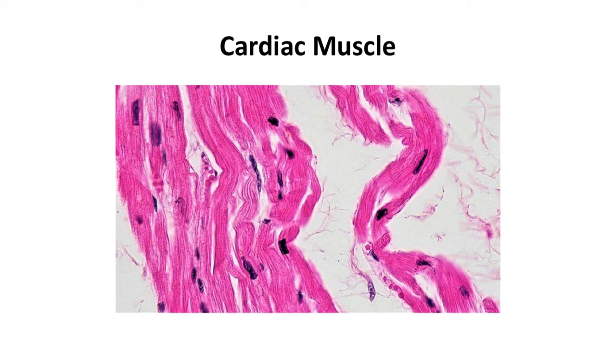Let's see where we can find some intercalated discs in this picture in front of you. They stain a little bit darker, so there's actually one right here. There's another one right here, and they differentiate one cardiac muscle cell from another. There's another one right in this area right here.